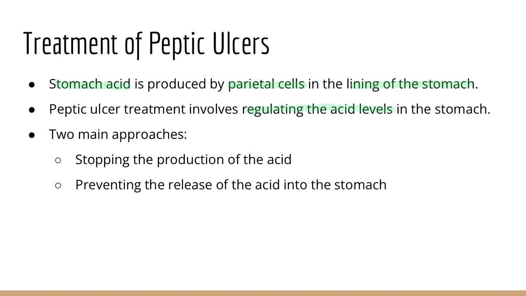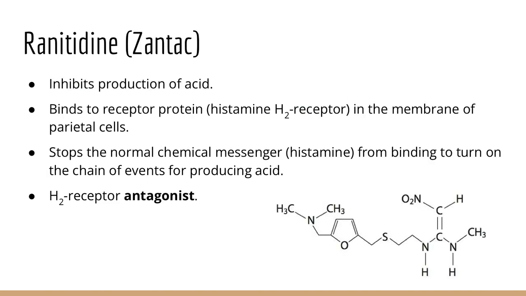There are two main approaches. One is to stop the production of the acid altogether. The second is to prevent the release of the acid into the stomach. So let's take a look at some of the medications that are used for these two different approaches. The first one we're going to look at is ranitidine. I think that's how it's said. Otherwise, it's known as Zantac, which is a little bit easier to say.